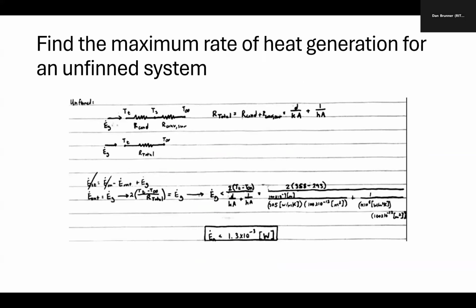And so going back to the first part where we have an unfinned system, we can create a thermal circuit, which is composed of the conductivity thermal resistance and the convection thermal resistance. And since these resistors are aligned in series, we can simply just add them together. And so then if we substitute in our expressions for each of those thermal resistances, we can get this final expression for the total resistance.